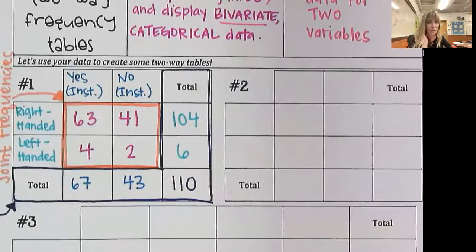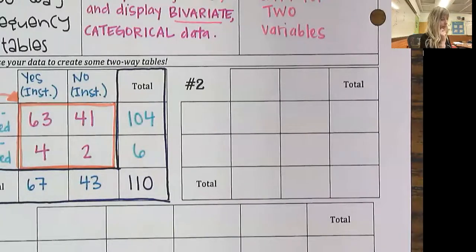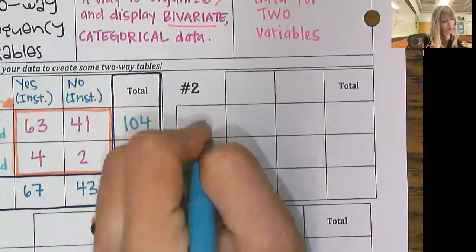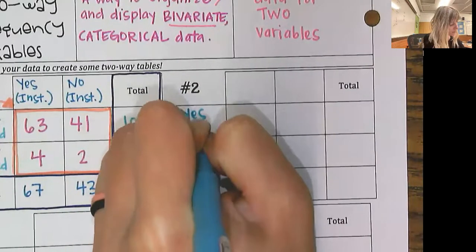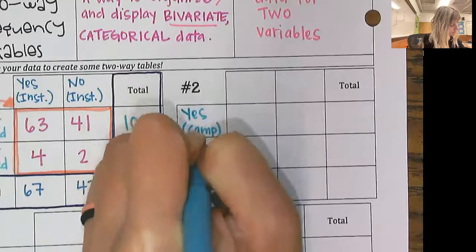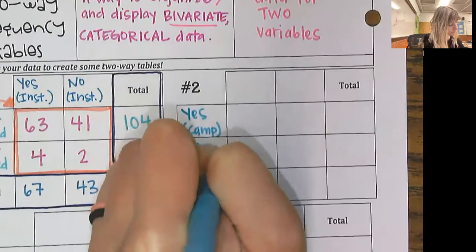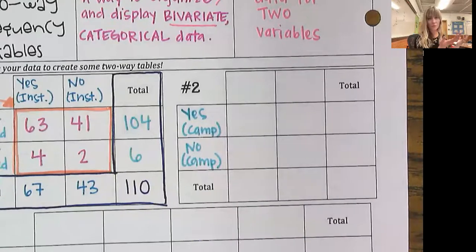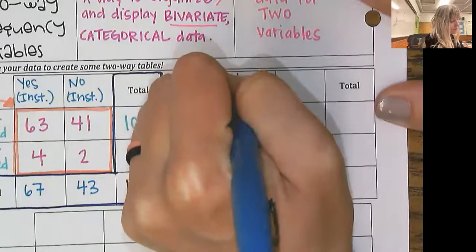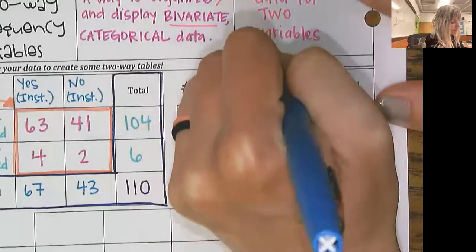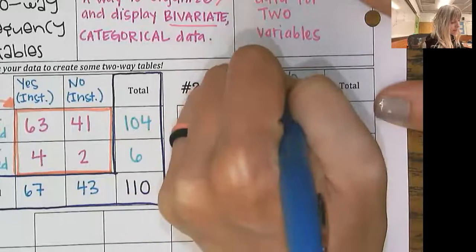What if I change this up a little bit? So in number 2, let's compare something different. Instead of right-handed and left-handed, I also asked you this. Do you like camping? And you said yes or no. That's categorical data, because I just said, do you like to camp? And you said yes or no. And then also I asked you, let's go back to the instruments. You can combine different variables and find some interesting comparisons.